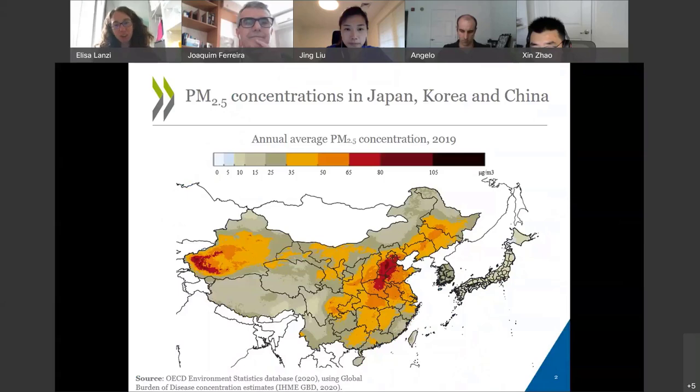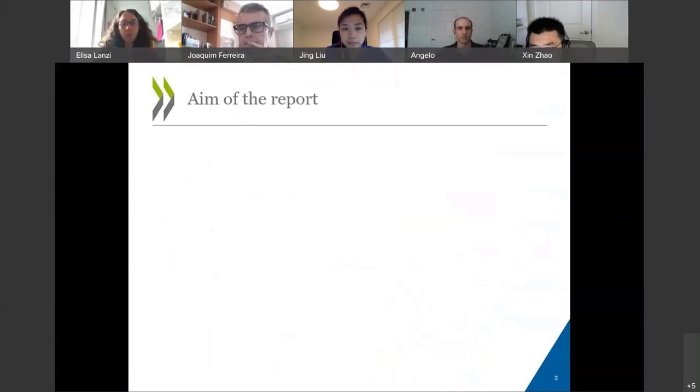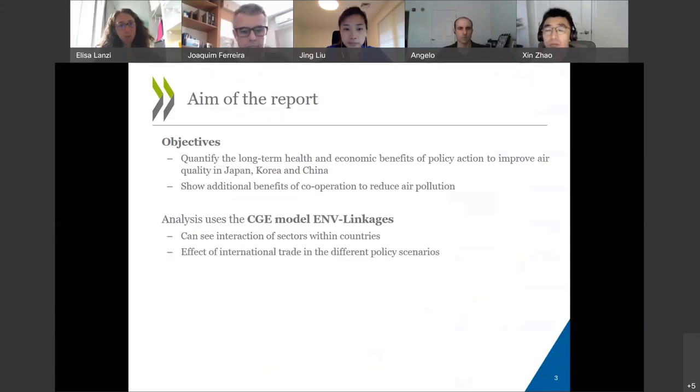Right. So just to highlight the motivation for this work, the Northeast Asian area is one that is still highly affected by air pollution, as you can see from this map from 2019 data. But it's also an interesting area in which transboundary air pollution plays an important role between the three countries. So in that context, this report that I'm presenting today aims to quantify the long-term health and economic benefits of policy action to improve air quality in the three countries, Japan, Korea, and China, but also to see if there are additional benefits from international cooperation to address air pollution.